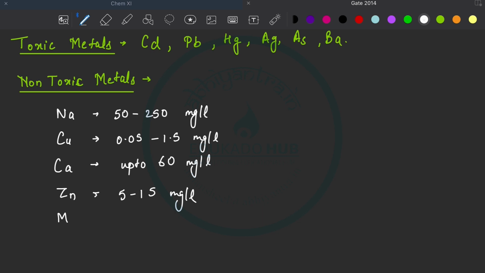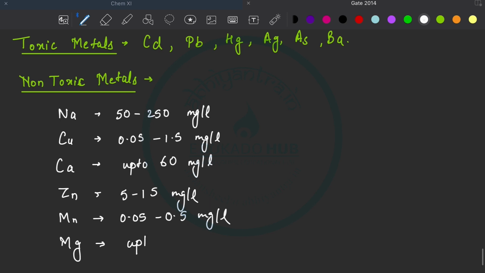Manganese, permissible value is 0.05 to 0.5 milligram per liter. And magnesium is also non-toxic up to 40 milligram per liter. And lastly, iron. Iron, permissible value is 0.1 to 1 milligram per liter.